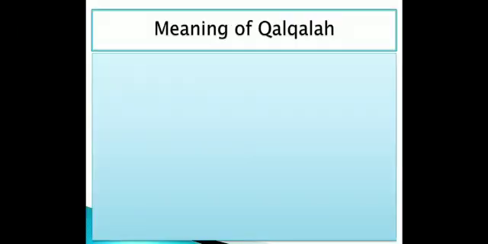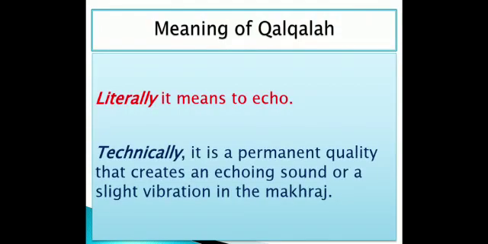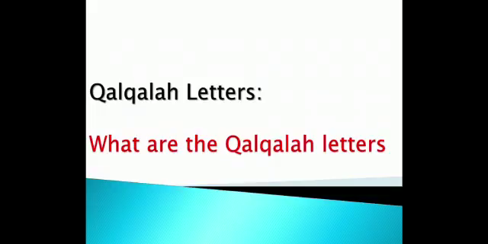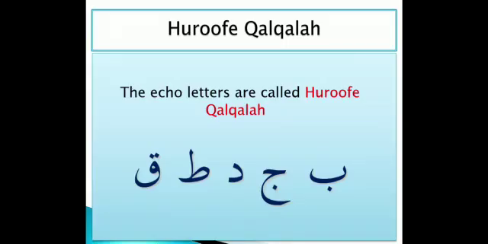Meaning of Qalqala. Qalqala literally means to echo, and technically it is a permanent quality that creates an echoing sound or a slight vibration in the makhraj. What are the Qalqala letters? The echo letters are called Huruf Qalqala. There are 5 letters of Qalqala: Ba, Jim, Dal, Ta, and Qaf.